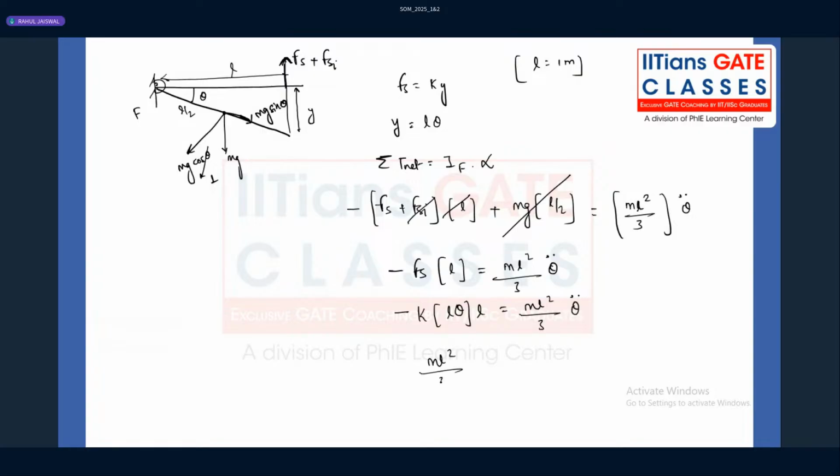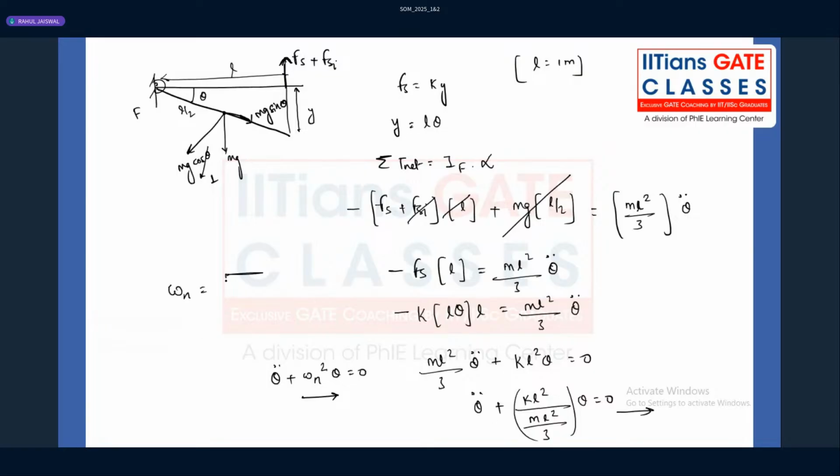So ml square upon 3 theta double dot plus k L square into theta, that is equal to 0. So theta double dot plus k L square upon ml square upon 3 into theta, that is equal to 0. If you compare this equation with our standard equation for simple harmonic functions, you will be getting what?